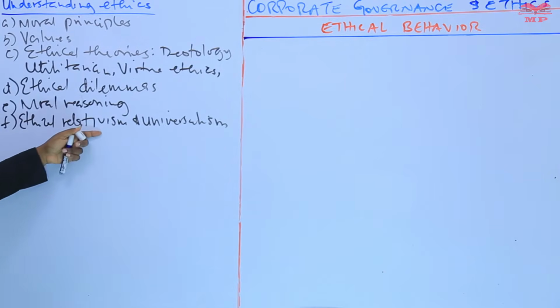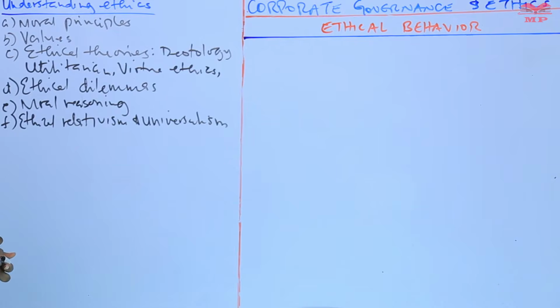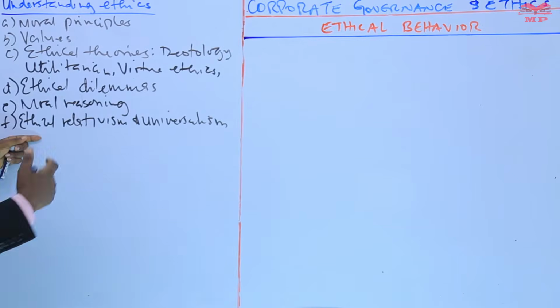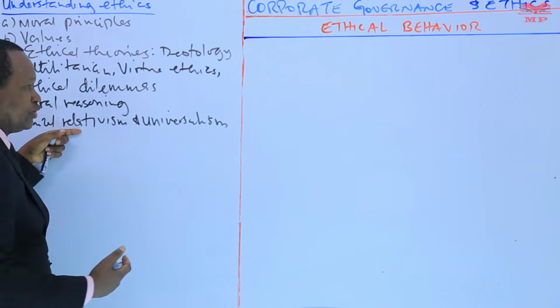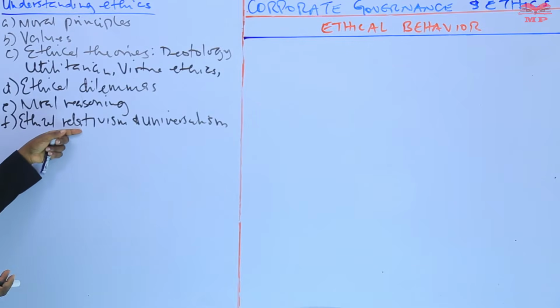Ethical relativism and ethical universalism. This is another aspect that can help us understand ethics. Now, there is an ongoing debate about whether ethical principles are relative to specific cultures or are universally applicable. So ethical relativism suggests that what is considered right or wrong can vary depending on cultural context, depending on people, regardless of their cultural background. This theory suggests that ethics are relative.